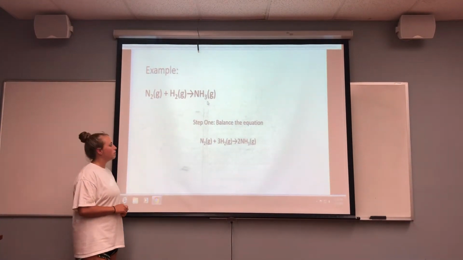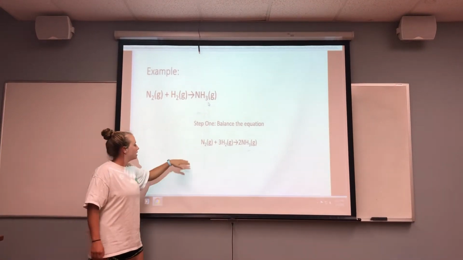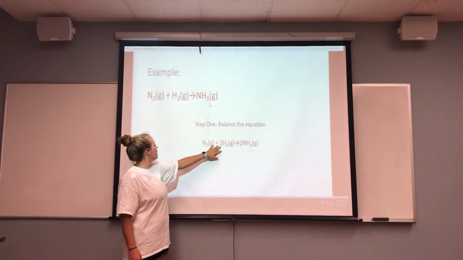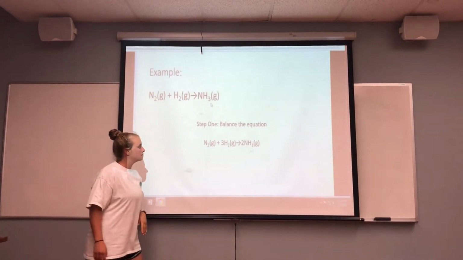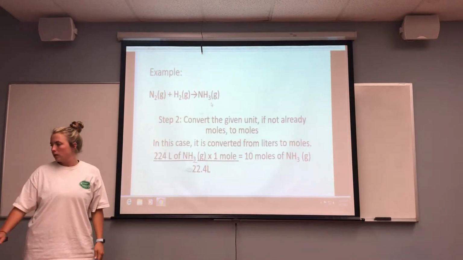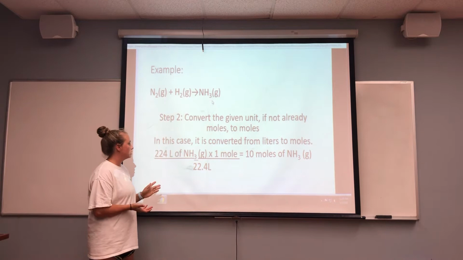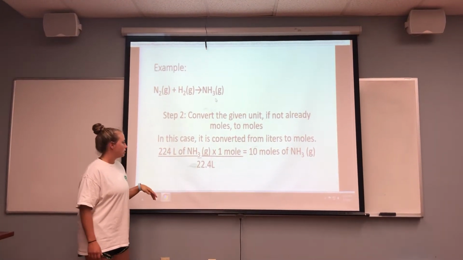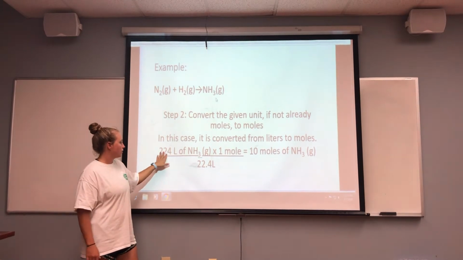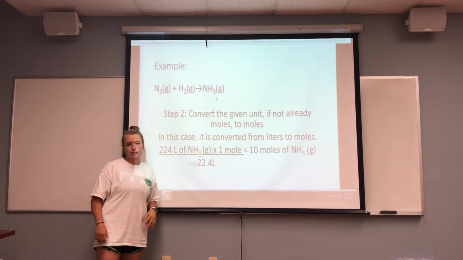Okay, step 1, we're going to balance it. So you see, this was our original reaction. We added a 3 in front of the H2 and a 2 in front of our final product to balance it. Next step, we're going to convert the given unit to moles. In this case, it's converted from liters to moles. So this is our conversion factor. We set it up and we realize we have 10 moles of NH3.